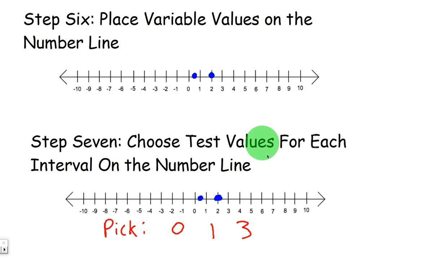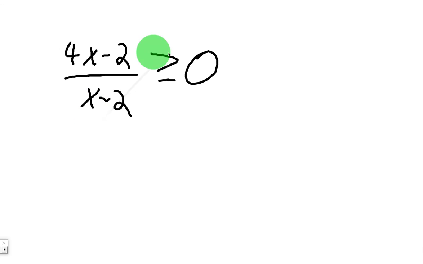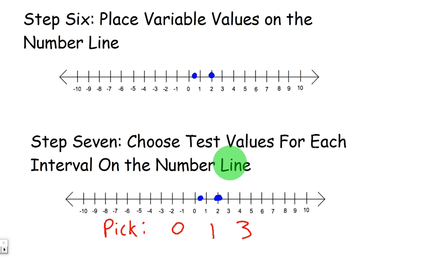Step 7, choose test values for each interval on the number line. By the way, we know that our answer is going to have solid points on the number line because this is greater than or equal to, indicating a solid point. Anyway, so step 6, place the variable values on the number line. Step 7, choose test values for each interval. Any number to the left of 1/2 will work. 0 is easy. Any number between 1/2 and 2 will work. We'll pick 1. Any number bigger than 2 will work. Let's pick 3.